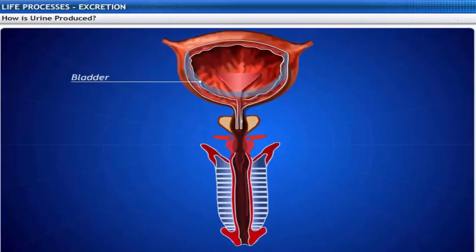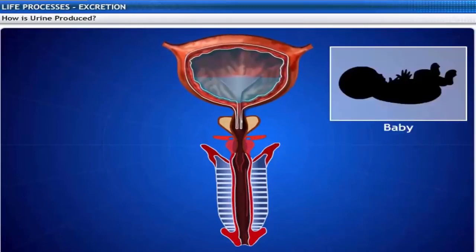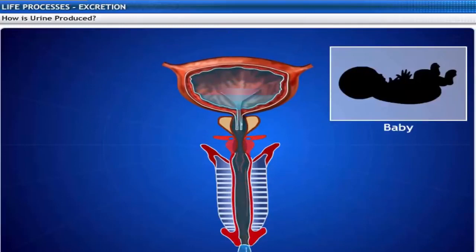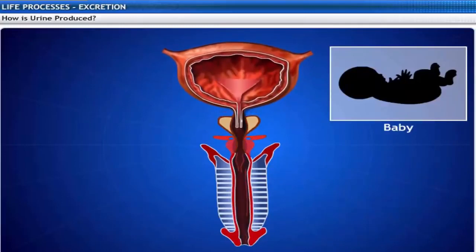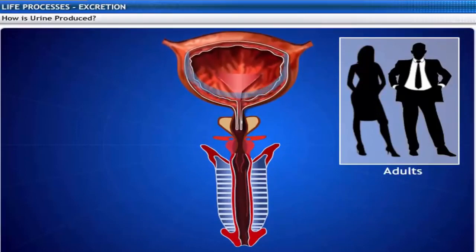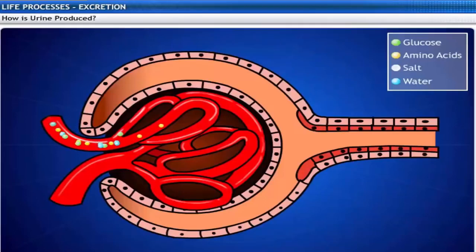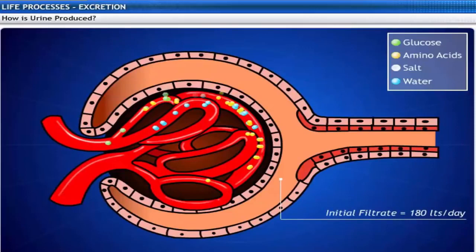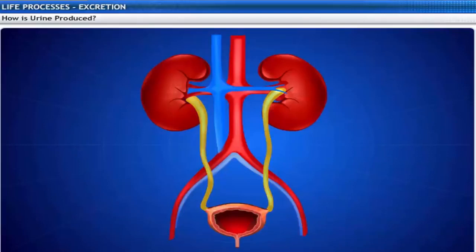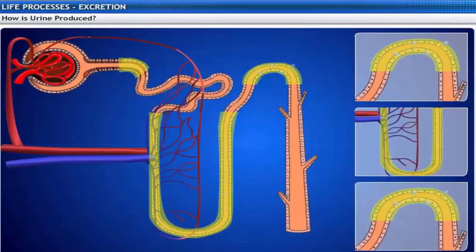The bladder is muscular, so it can expand to store the urine until it is disposed of. The muscles in the bladder make it open up automatically in babies when the bladder is half full. Adults can control these muscles. An adult bladder can hold about 800 milliliters of urine. In a normal healthy adult, the initial filtrate in the kidneys is about 180 liters per day. However, the volume actually excreted is only a liter or 2 a day because the remaining filtrate is reabsorbed into the kidney tubules.